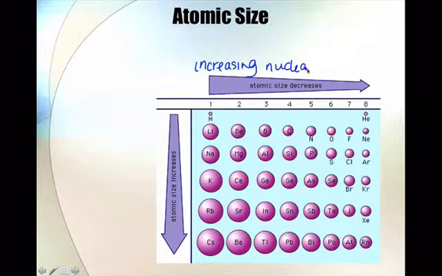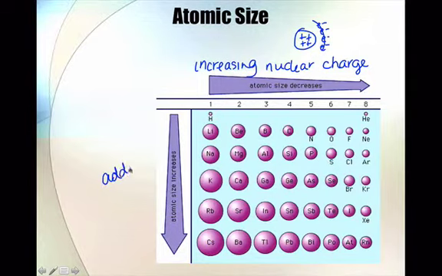An increasing nuclear charge means you're adding more protons to the nucleus. So within the nucleus, we're adding more and more protons. And we're also adding more electrons into the same energy level. So as we do that, it's creating almost a stronger magnet that pulls these electrons closer to the nucleus and the size decreases.